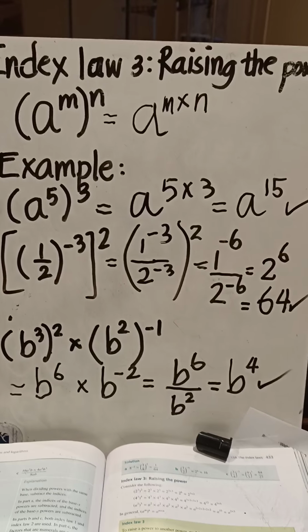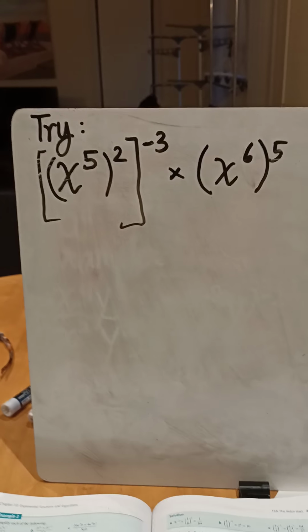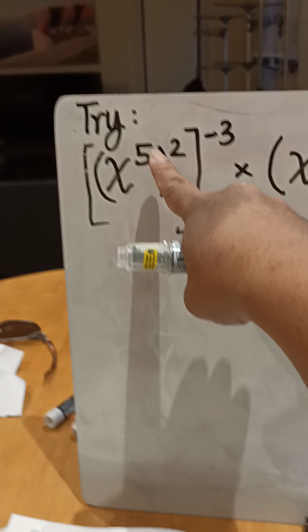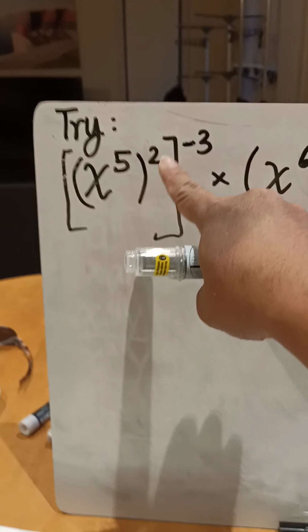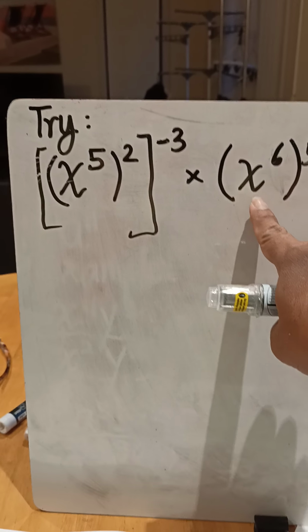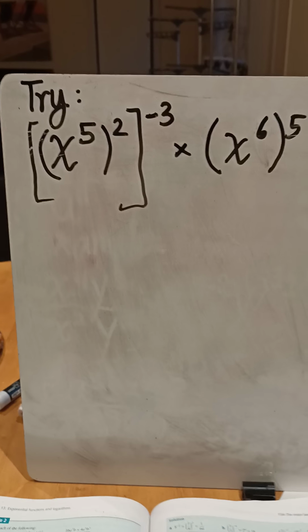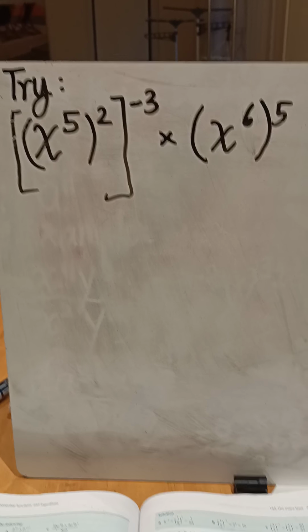Okay? Now, I want you to try it yourself. Let's flip this over and try something in here. So quantity x to the fifth, quantity squared, quantity raised to the power of negative 3, multiplied by x to the power of 6, quantity raised to the power of 5. I'll give you 30 seconds to think about it.